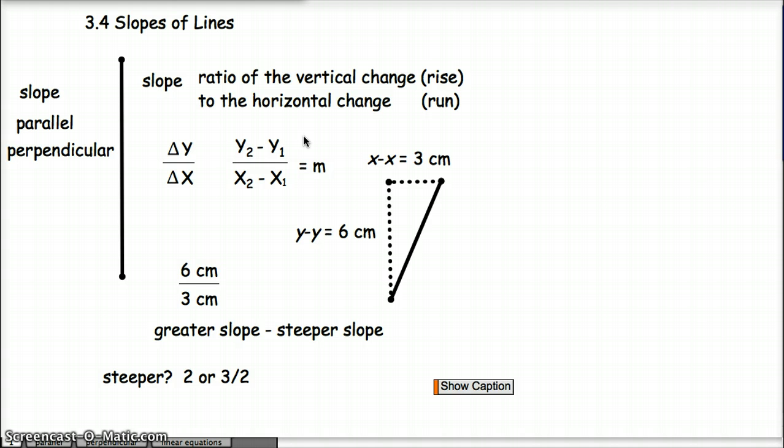Okay, so we're going to make this short and sweet and to the point. We're not going to do every example that we could, because I don't want to beat a dead horse. Most of you guys are really good at this anyways. Alright, so key vocabulary: slope, parallel line, and perpendicular.